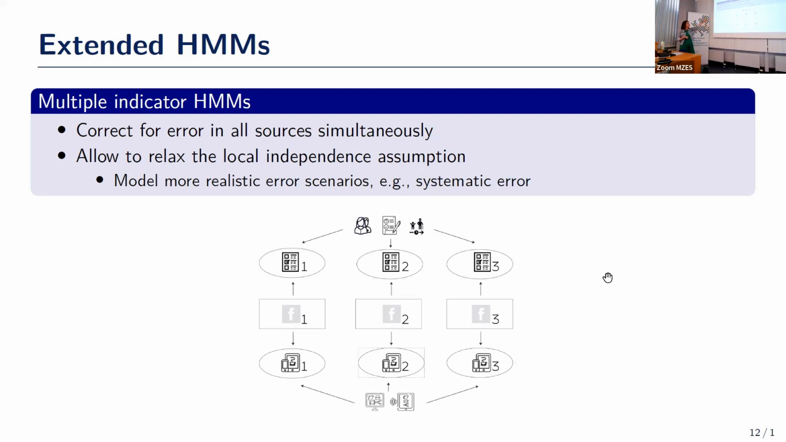Yeah. And so if you come back here, this is the extended two indicator HMM, and what's really attractive about this multiple indicator HMM, as I mentioned, is that it allows us to relax the local independence assumption. And that means that we can model more realistic error scenarios that also include systematic error.